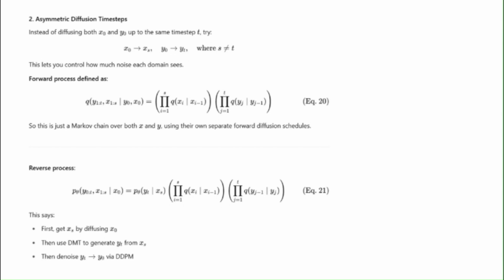To summarize, while both multi-step and asymmetric time step strategies are valid and interesting, our original DMT method with a single shared optimal time step remains the best balance of simplicity, speed, and translation quality.